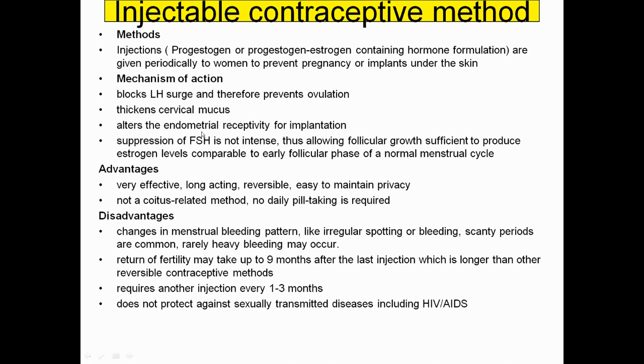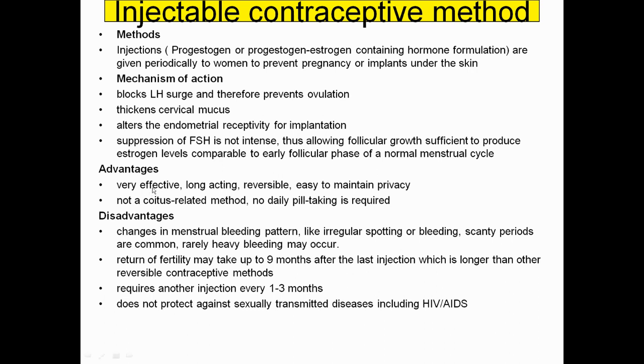They thicken cervical mucus, alter the endometrial receptivity for implantation, and thin down the endometrial wall. Next is suppression of FSH, which is not going to be too intense, and follicular growth is not appropriate, so the follicular development cannot be at the pace of a normal one.